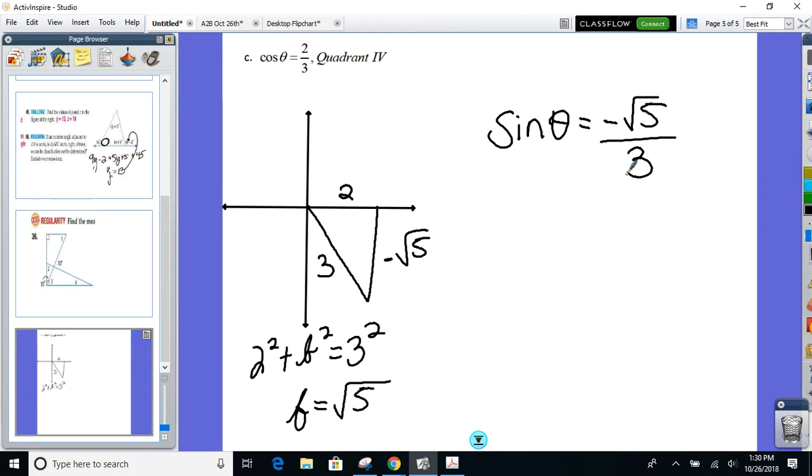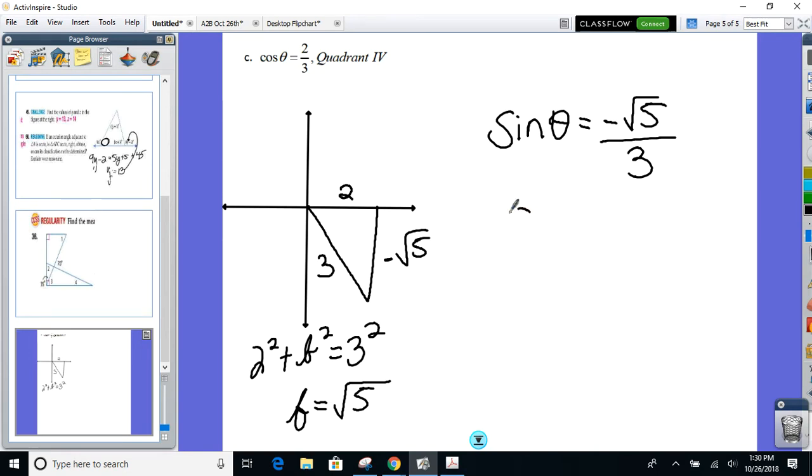Now, hey, let's just say scenario right now, because I see it every year. You find radical 5, but hey, I forgot to put the negative on. I didn't see that it was going down. Why does your answer have to be negative? Sine, 4th quadrant, negative. There you go. So even if you forget about it, you got a backup plan at least.